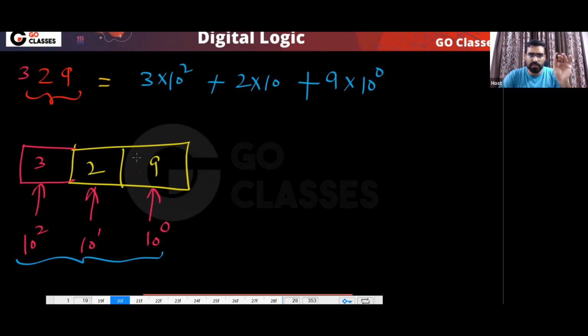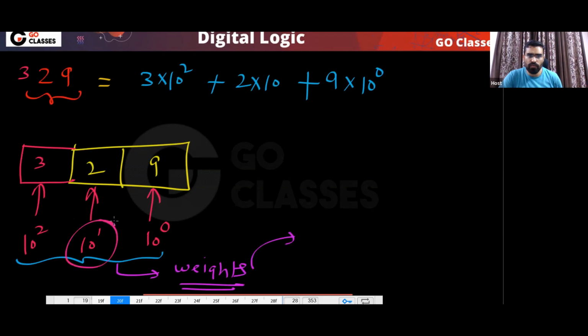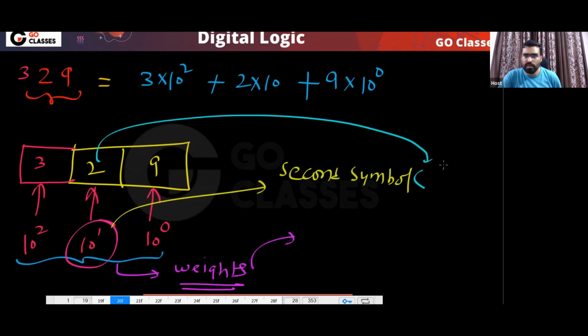Okay, focus on this: from where are these weights coming? If anyone asks you why this weight is coming, it is coming because I am using this second symbol. This is the second symbol, which I am using after counting 10 items.